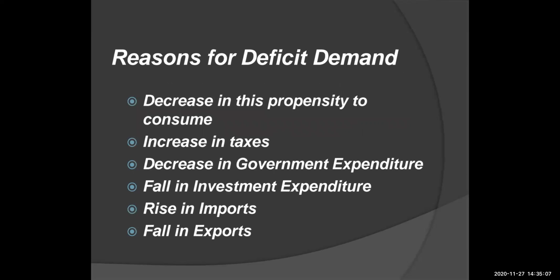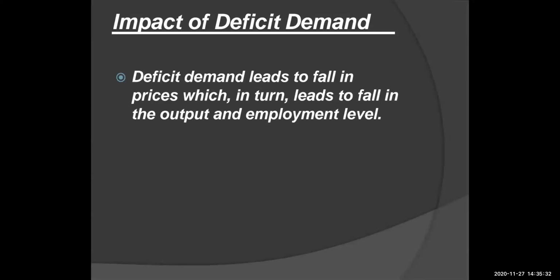And the reasons for deficit demand are decrease in propensity to consume, that is the decrease in ability to consume. Taxes have increased, and that's the reason now people don't demand more. Government has decreased its expenditure, fall in investment, rise in import, and fall in export. So these are the reasons for deficit demand. What could be the impact of deficit demand? Deficit demand leads to fall in prices, which in turn leads to fall in the output and employment level.